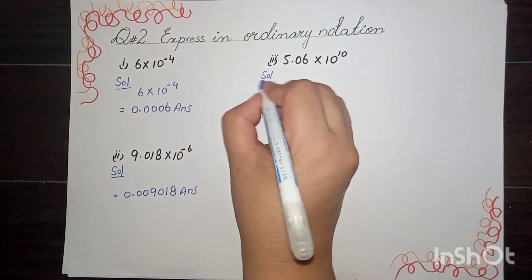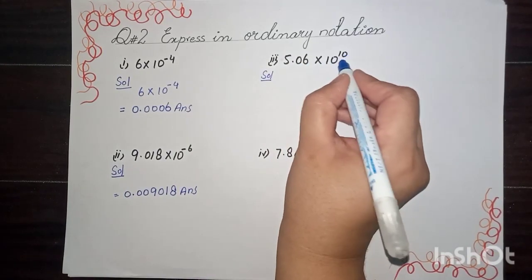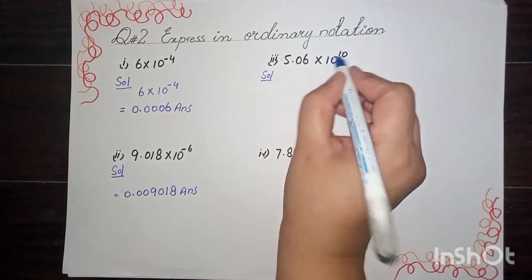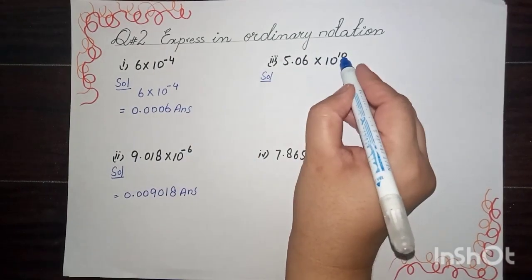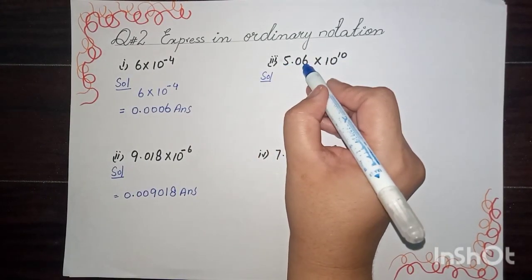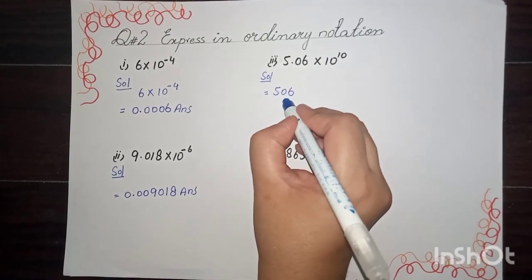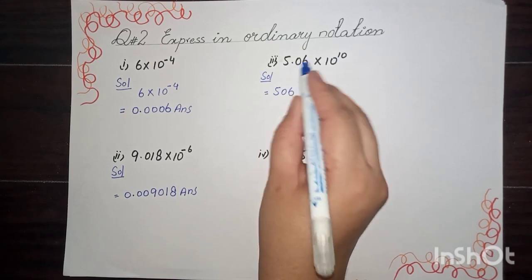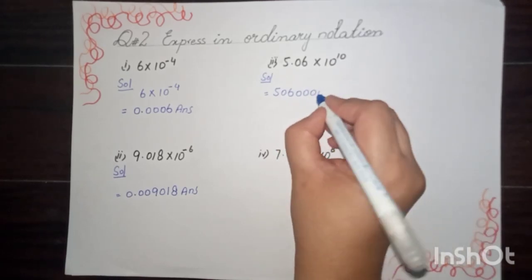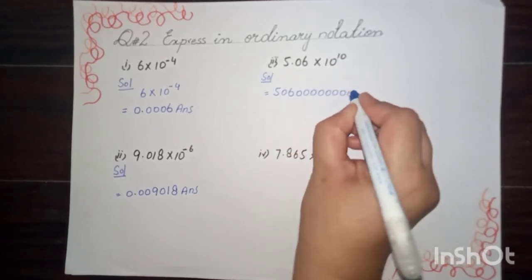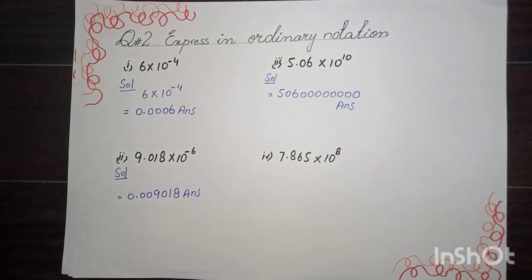My next question is 5.06 times 10 raised to power 10. 10 raised to power 10 means the number must be written to the right side after this. So there are 10 numbers and these are 3. So I will write 506. 2 numbers are these, remaining will be 8. So I will write 8 zeros. So this is the answer of this ordinary notation.